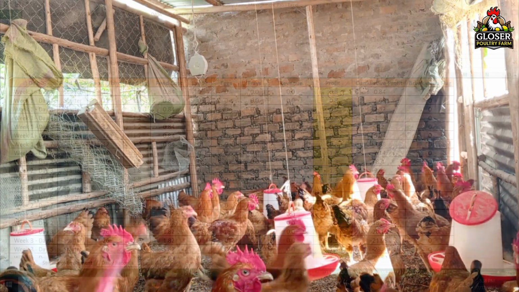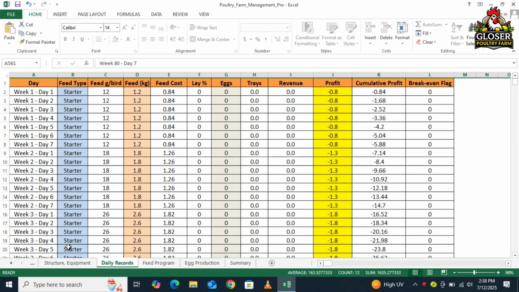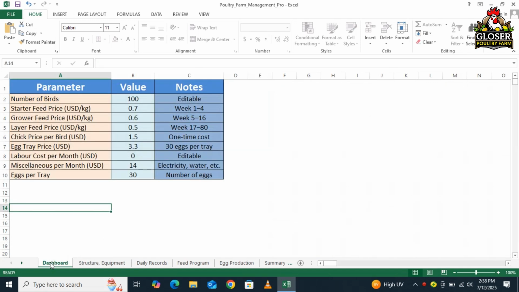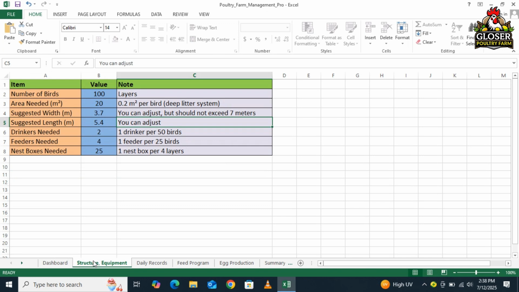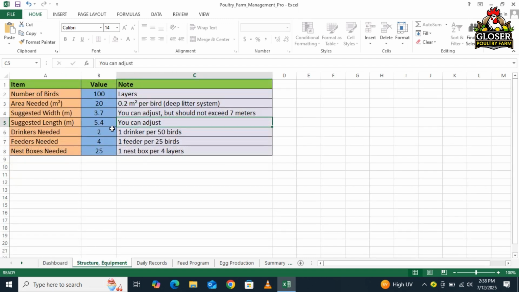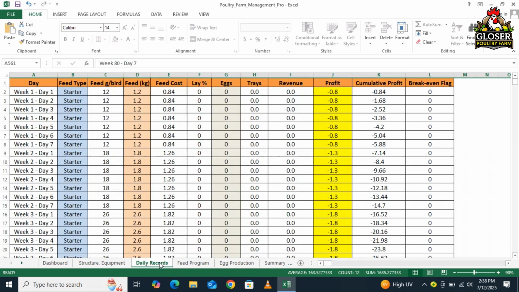Before we dive into the numbers, let me explain the tool I'm using to make all these calculations so simple and reliable. This is a complete poultry farming calculator and management system that I've developed and tested over the past 1 year. It's not just a calculator, it's your business brain for poultry farming. It allows you to plan your farm before investing any money at all and shows you exactly how much feed you'll need, what it will cost, and how many eggs you should expect every single day.